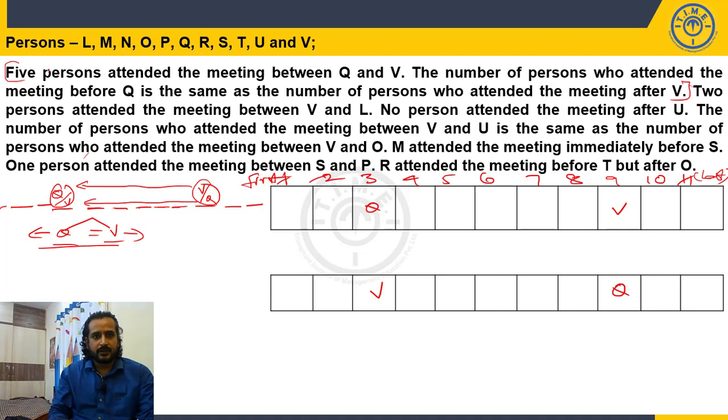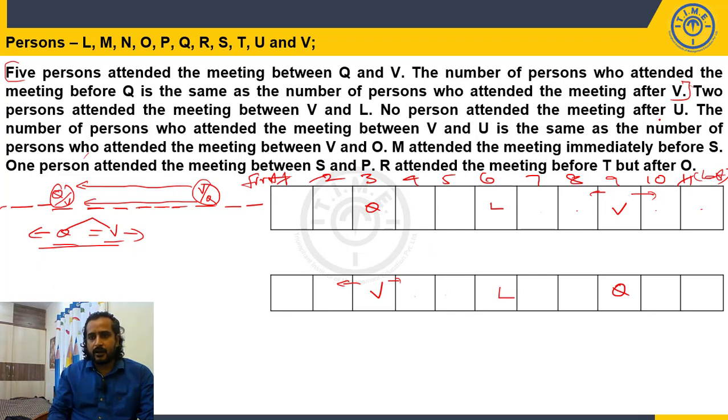Okay. Next, 2 persons attended the meeting between V and L. So between V and L, 2 attended. Is it possible after V? No. We have only 2 persons to place, and we don't have a place to put L. It goes out of the arrangement. So it should be before V. Okay. 1, 2 and this will be L. Now here, before V is not possible. So it should be after V. 1, 2 and it is L.